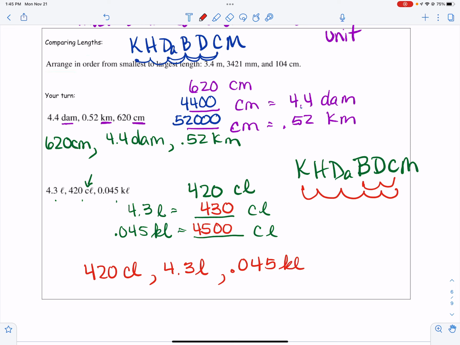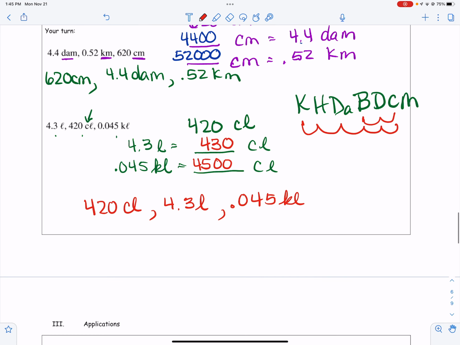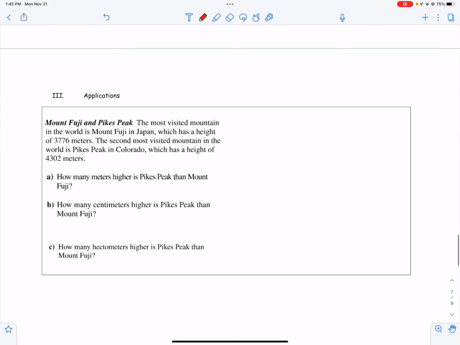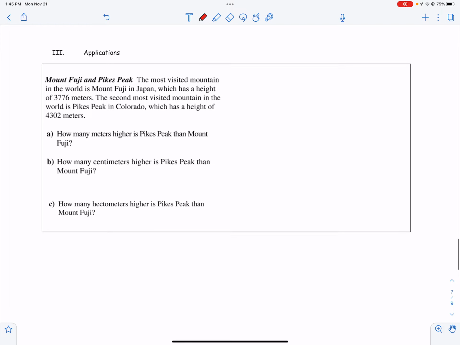And again, you could probably get away with doing that one just by looking at the units. Centiliters is the smallest, liters is the next, and kiloliters is the largest. So now we're going to go into the applications. And the good thing about these applications is that they're not that difficult. It's just looking at a difference or a sum or some sort of basic operation between measurements and then converting them. So you want to make sure that the two measures you're comparing are in the same unit.